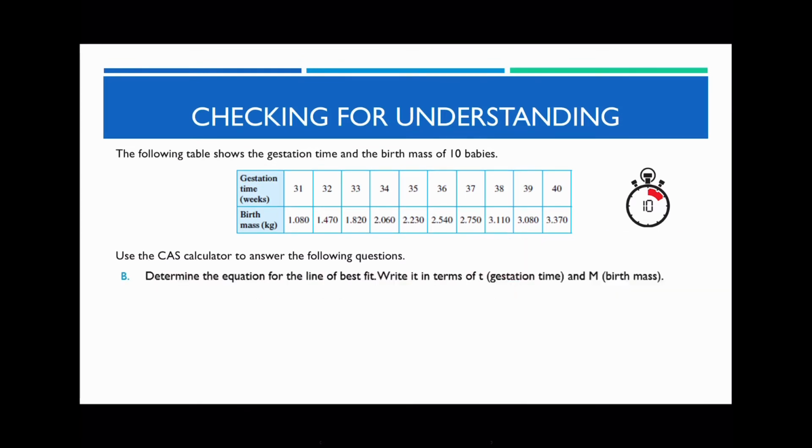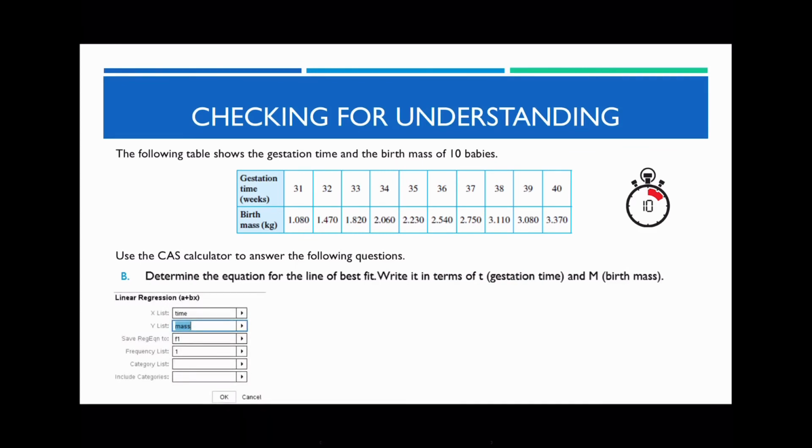Now part B wants us to determine the equation for the line of best fit. Write it in terms of T and M, where T represents gestation time and M represents birth mass. So what we need to do is, since we've already put our values into the spreadsheet, go into the calculator function to find out what your equation is going to be.